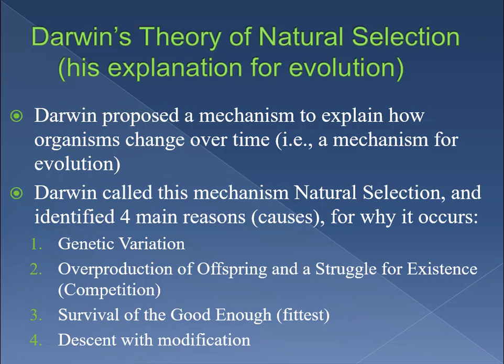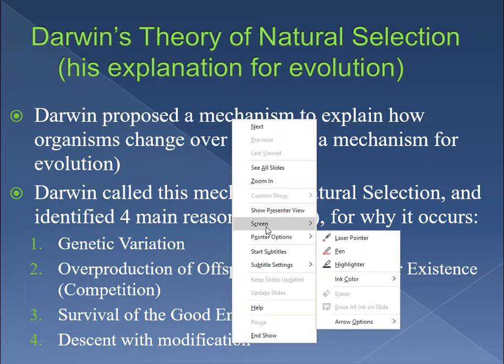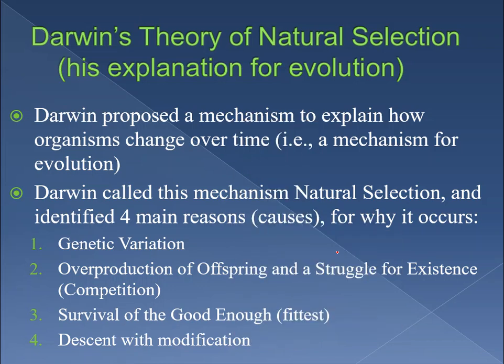These are your visual notes for Darwin's theory of natural selection, his explanation for evolution. So remember, evolution is the observation, the fact that things change over time, that species change over time. And the explanation for it, the theory for it, is technically natural selection. So let's look at natural selection in more detail.